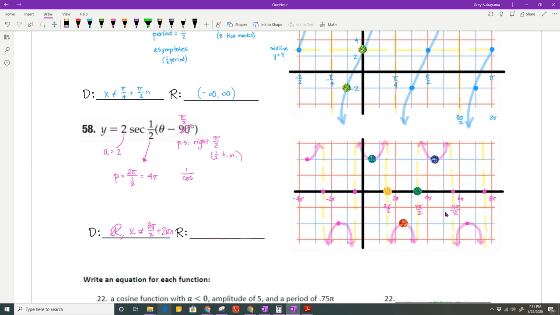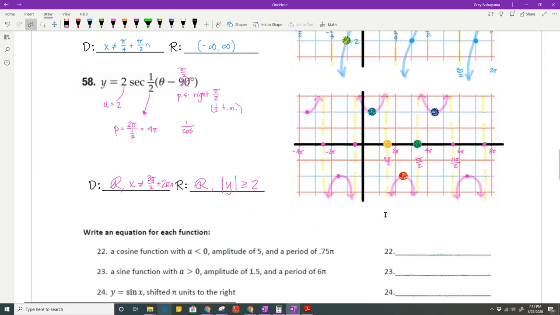And the range, I did use absolute value, but I know sometimes this can trip people up if the midline's not at 0. So you might be better off saying y is greater than or equal to 2 or less than or equal to -2. Or if you want to use your interval notation, then you can do that as well. Any of those is acceptable.